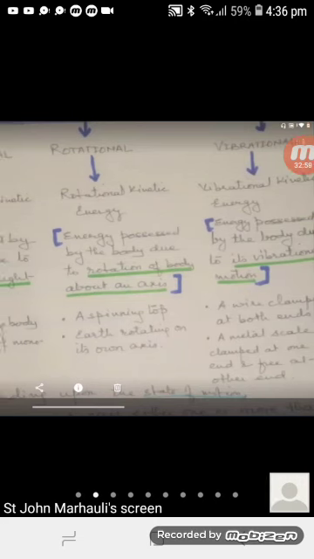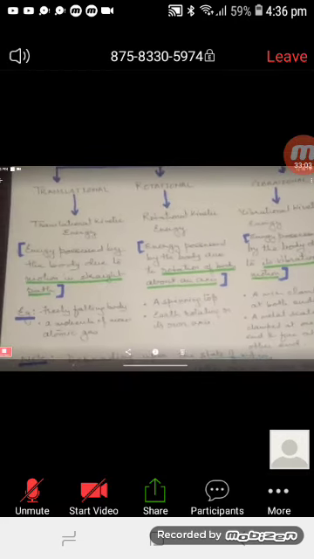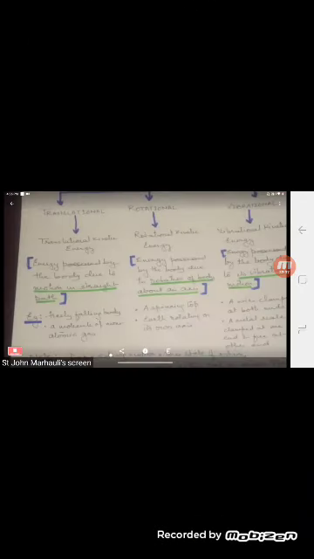The earth rotating on its own axis, that is the rotation of the earth. Or you make a ball spin, so that will also be rotational kinetic energy. So wherever the rotational motion is going to occur, the energy possessed will be your rotational kinetic energy. Then we have vibrational kinetic energy.